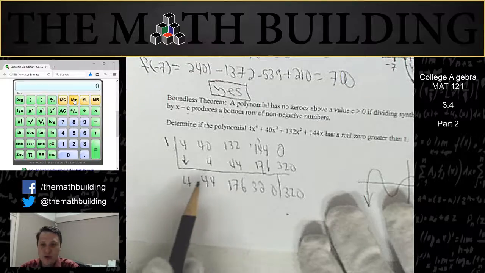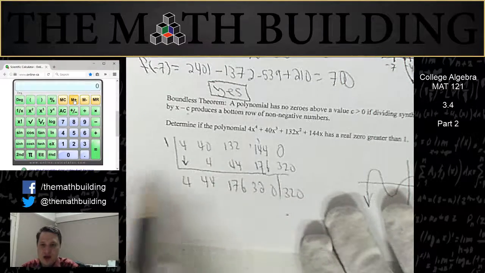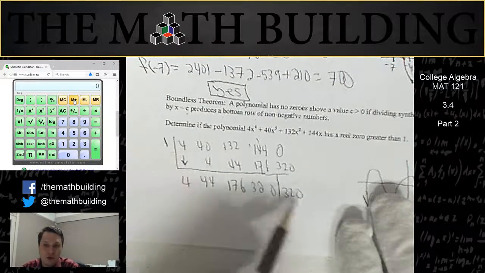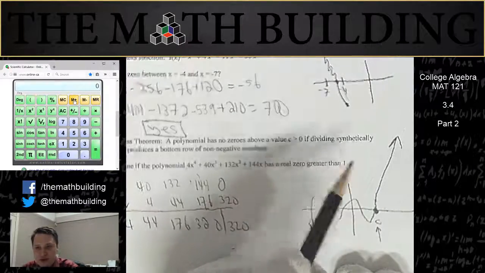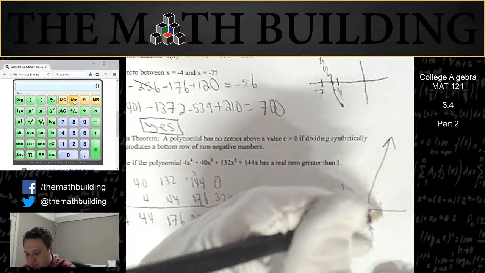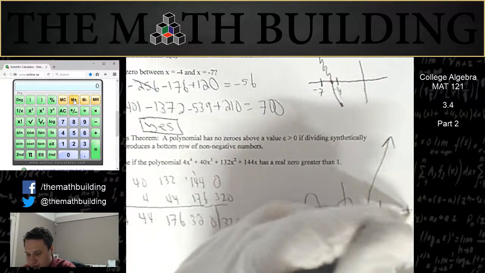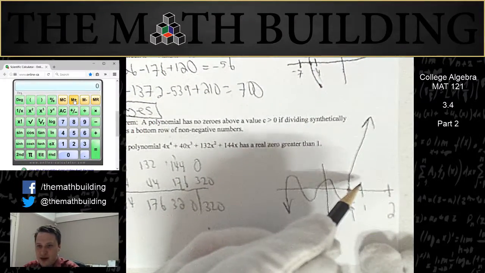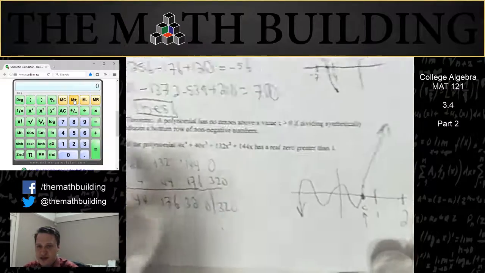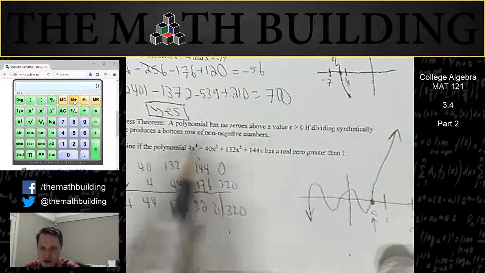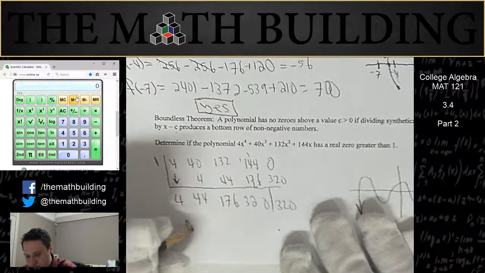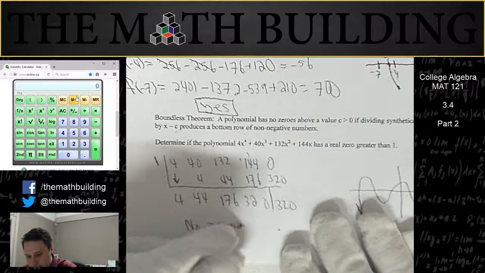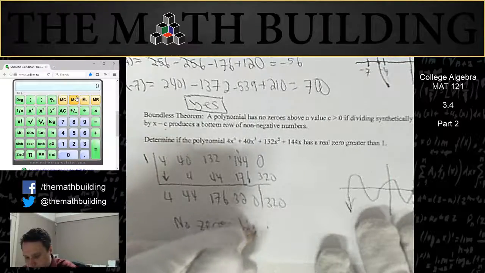Do you see how it's all positive down here? So 1 is not a zero because we don't have a 0 right here. But we know that there's no zeros bigger than 1. So if this was, say, 1 here, and this was 2, it tells us that we have no zeros after that value right there. All of the zeros of this thing are imaginary or smaller than 1. So no zeros for this function bigger than 1.